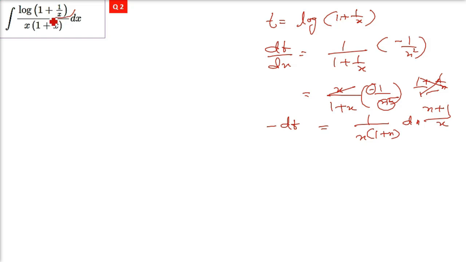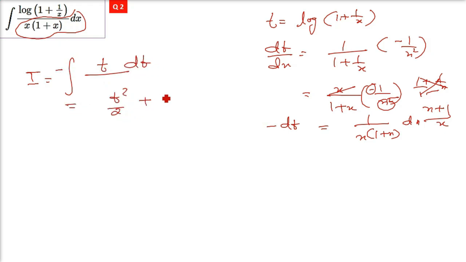Now what do you get here? This whole dx by x into 1 plus x is negative dt. So this is how it has become simplified. This integration will become integration of log 1 plus 1 by x, taken as t, and the whole thing is negative dt. So the negative you can take out and this will be dt. So t dt will be t square by 2 plus constant of integration. What was t? It's log 1 plus 1 by x. So just replace t by log 1 plus 1 by x, and this whole thing is squared.